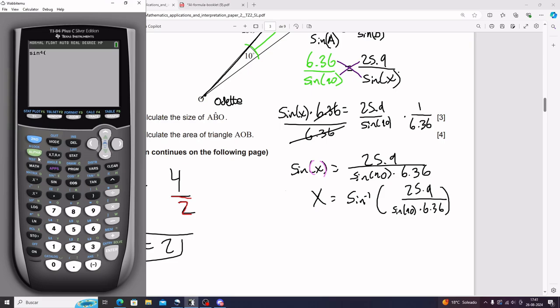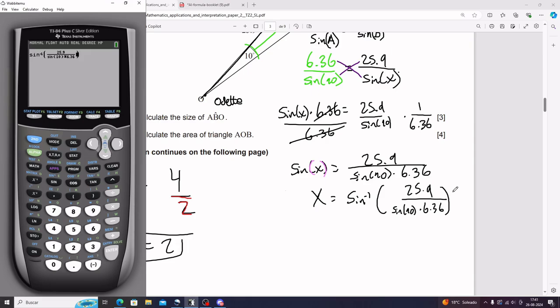We're putting a fraction here, so I'm going to put alpha y equals and press the first one just to plug in a fraction more easily. So I'm going to go ahead and solve it from here. 25.9 divided by sine of 10 times 6.36. Close parentheses, keep it nice and clean. Error in domain. All right, I probably wrote something wrong somewhere here.